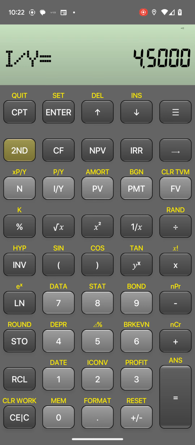But now we're talking about monthly payments. So what we're going to have to do is hit second, number of payments per year. See, it says 1. We're going to make that 12. Enter. Now to get out of this payment per year equal screen, we have to hit second quit, which takes us back to the calculator.